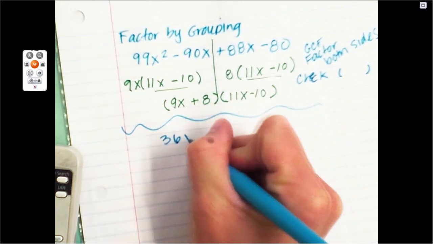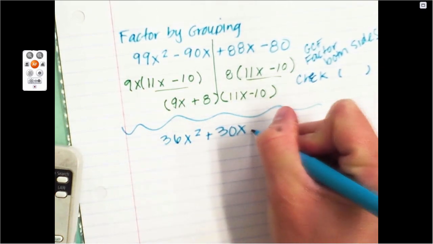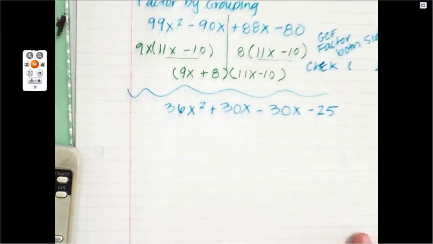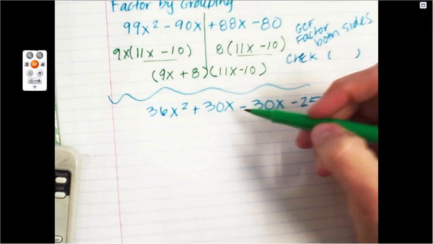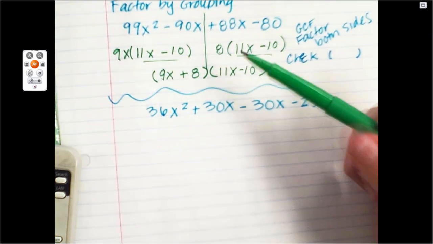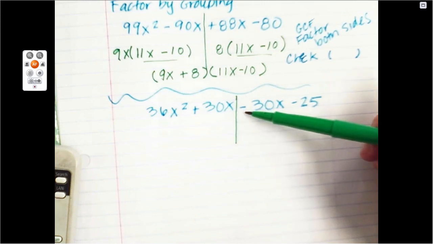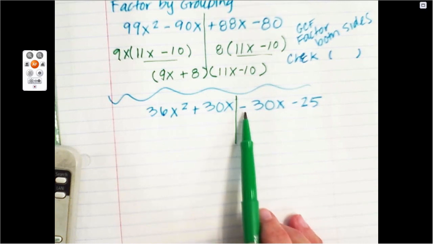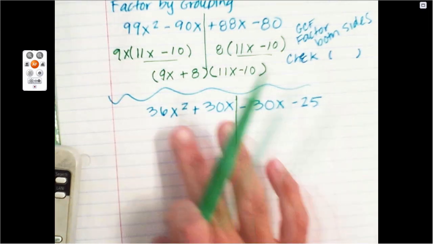36x squared plus 30x minus 30x minus 25. So you're factoring by grouping. So you're grouping them together, and how you group them together is with a line. Now be careful when you do this line. You need to make sure that line does not go through the negative. That negative needs to be clear to you that the negative goes with the 30. Go ahead and factor both of these.